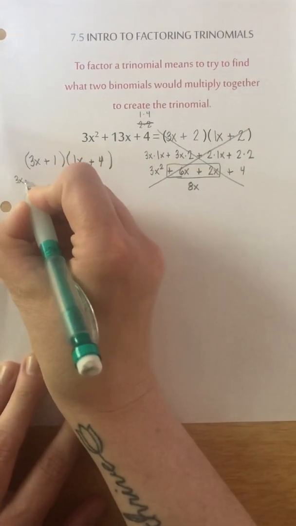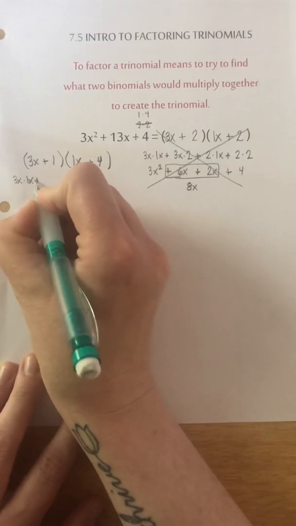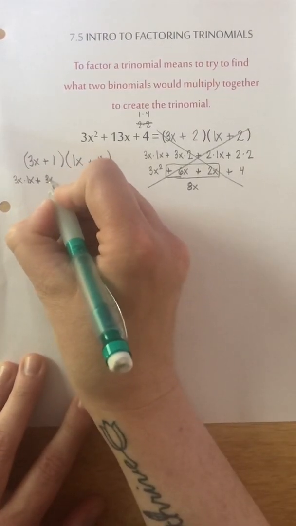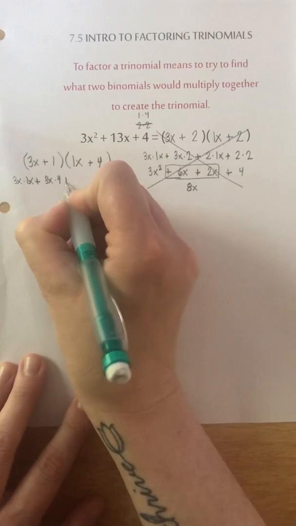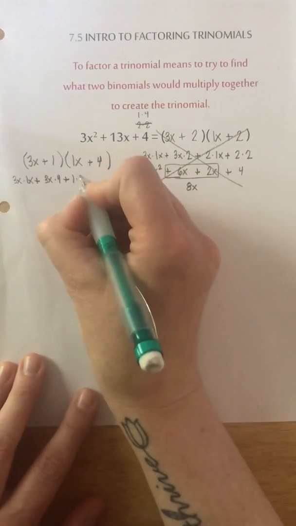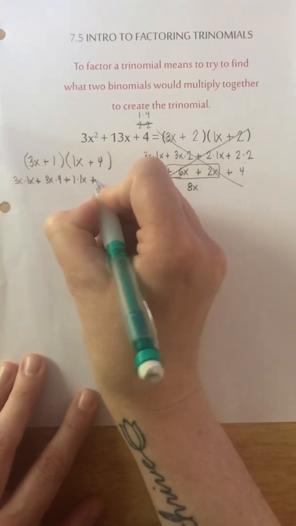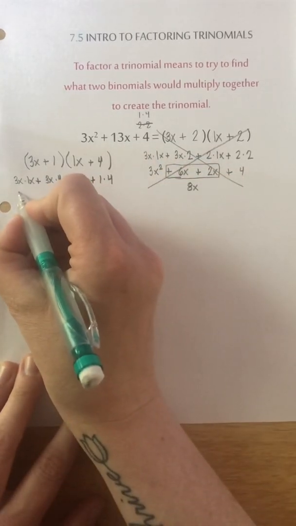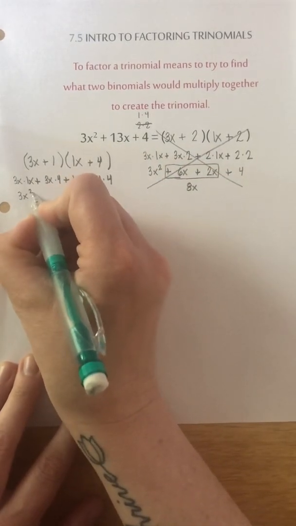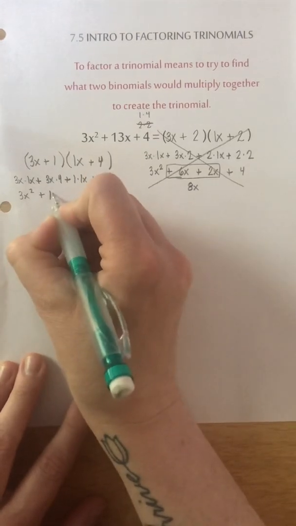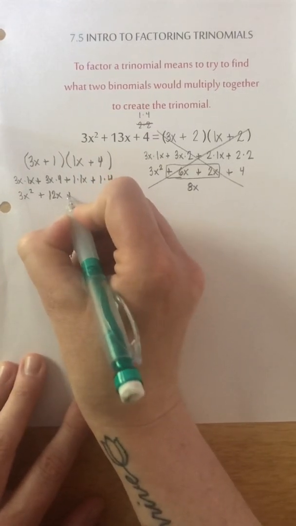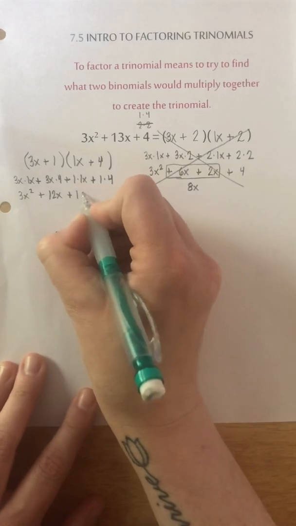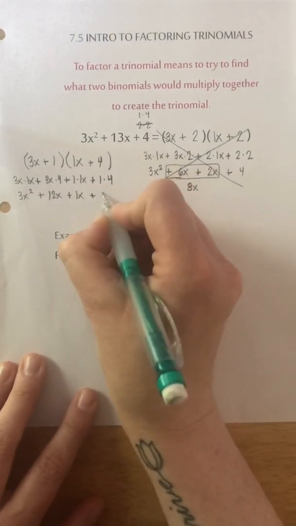So we have 3x times 1x for first. Then we're going to have 3x times 4 for outer. Then we're going to have 1 times 1x for inner. And for last, we're going to have 1 times 4. So 3x times 1x is 3x squared. 3x times 4 is 12x. 1 times 1x is 1x. And 1 times 4 is 4.